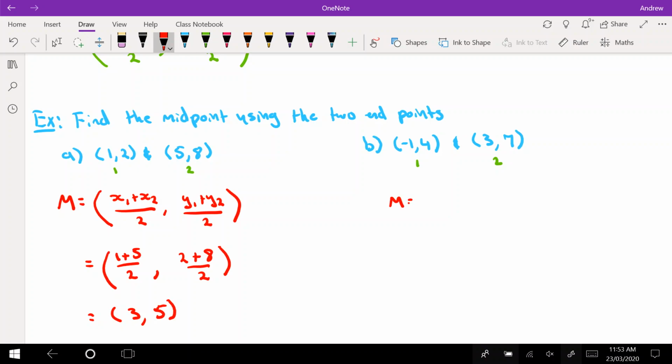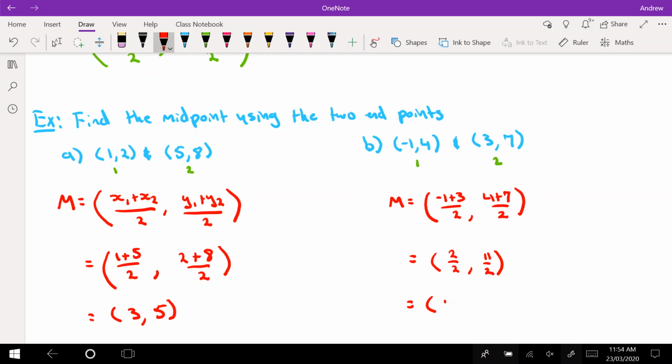-1 plus 3 over 2. 4 plus 7 over 2. What's -1 plus 3, Scarlett? 2. 2 over 2. 4 plus 7 is 11. 11 over 2. And then the coordinates will be 1, 5.5.